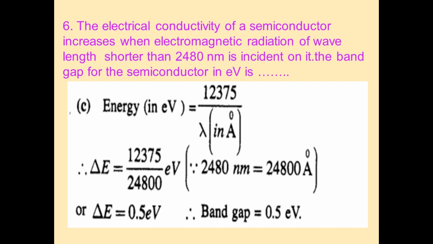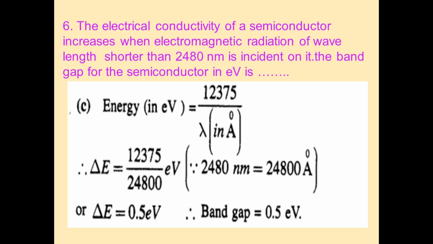For the calculation purpose, in simple method, hc value nearly 12,400 electron volt angstroms. Here I consider 12,375 electron volt angstroms, hc value. Note down that hc value 12,375 electron volt angstroms. So in that case you can simplify in easy manner. So 12,375 by lambda. Lambda also we have to write in angstroms.